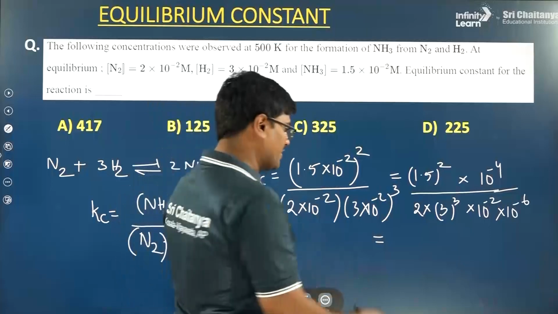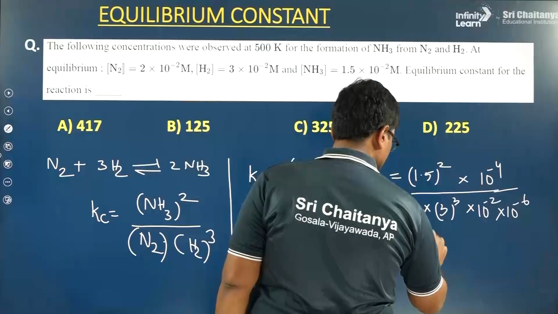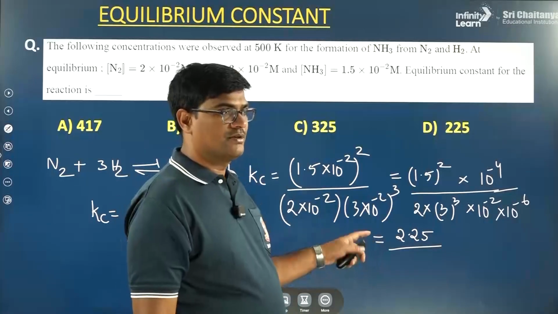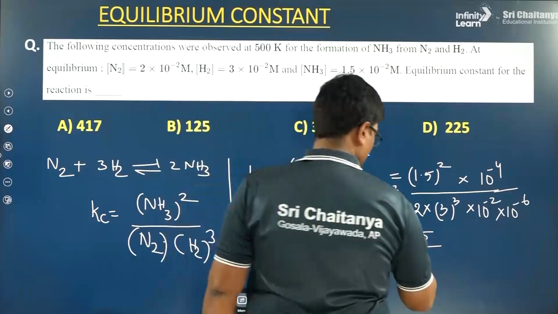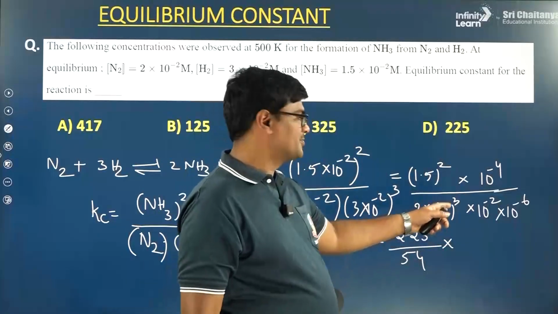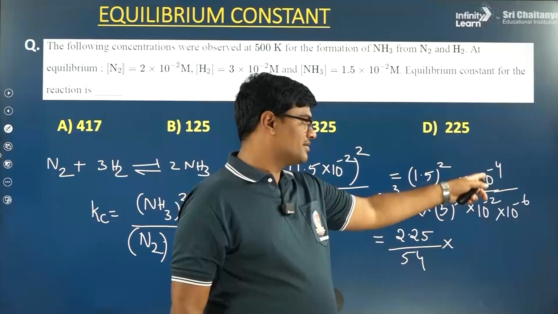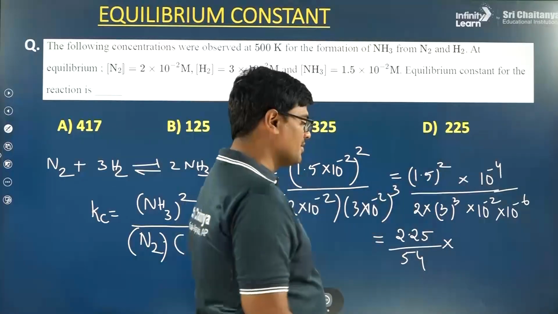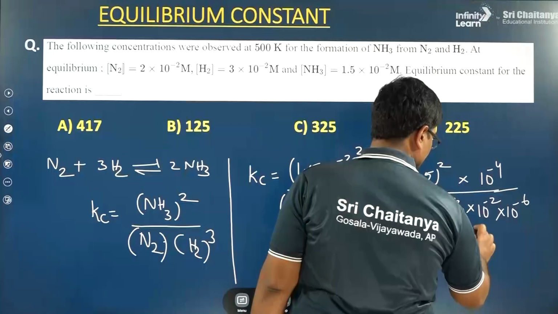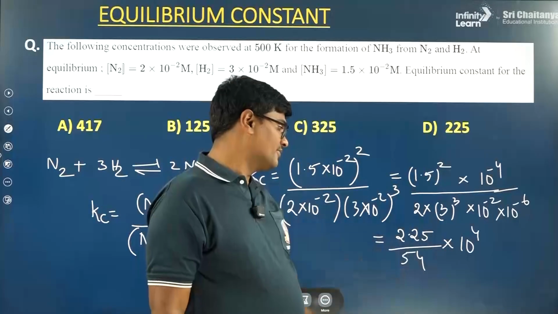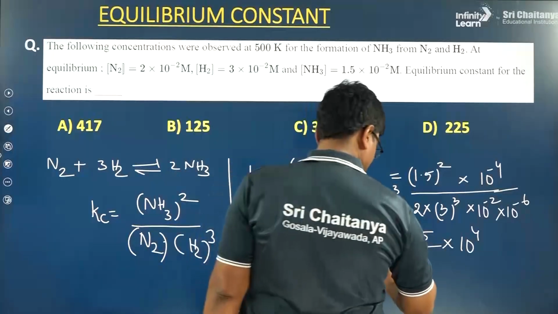1.5 square, that is 2.25. 2 into 3 cube, that is 27. 2 into 27, 54. And then finally, after the powers, okay, exponents. So this is 10 power minus 4, this is 10 power minus 2 into 10 power minus 6, 10 power minus 8. If it goes up, finally we will get 10 power 4. 10 power minus 8 and 10 plus 8. Then power 4 we are going to get. Now we need to simplify this.